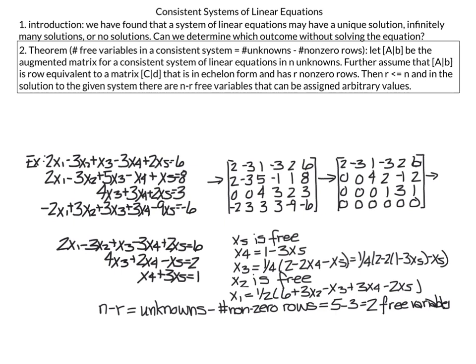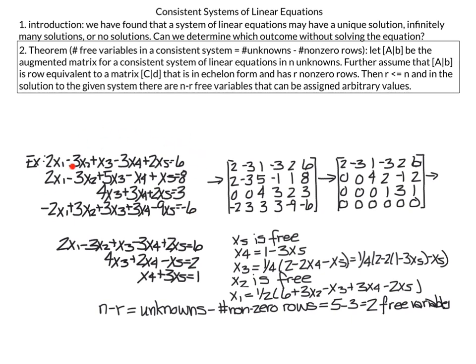And here's an example. I have my m by n, so I have four equations, 5 unknowns. My first equation is 2x1 minus 3x2 plus x3 minus 3x4 plus 2x5 equals 6. My second equation is 2x1 minus 3x2 plus 5x3 minus x4 plus x5 equals 8. My third equation is 4x3 plus 3x4 plus 2x5 equals 3. And my fourth equation is minus 2x1 plus 3x2 plus 3x3 plus 3x4 minus 9x5 equals minus 6.